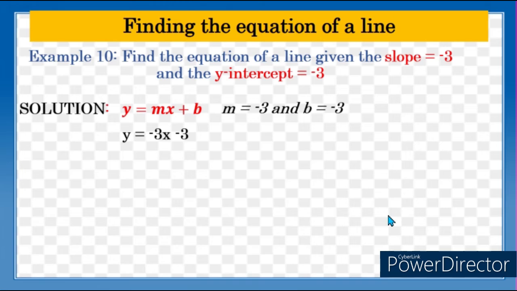So, gawin po natin standard form. So, we have here, lipat po natin sa left side si negative 3x. So, magiging equation po natin ngayon dyan ay 3x plus y is equal to negative 3. Or, pwede naman po maging sagot ninyo ay 3x plus y plus 3 is equal to 0. Okay, so now let's proceed.